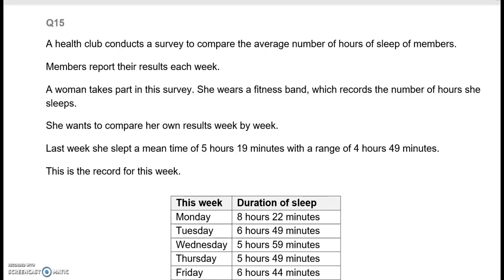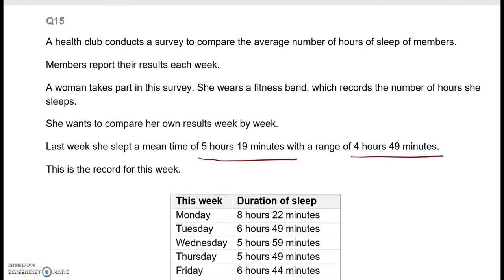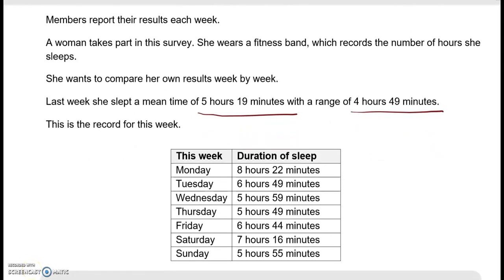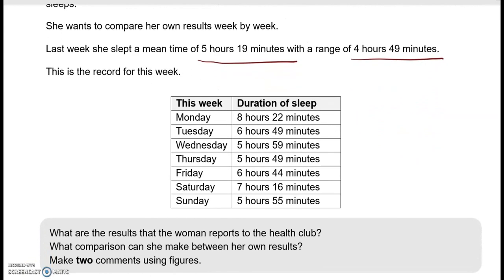Last week she slept a mean time of 5 hours and 19 minutes with a range of 4 hours and 49 minutes. This is the record for this week. So we've got this week, duration of sleep. What are the results that a woman reports to the health club? What comparison can she make between her own results? Make 2 comments using figures.